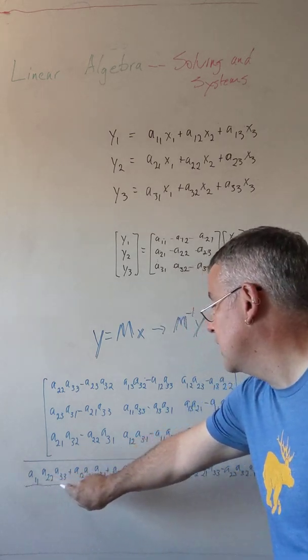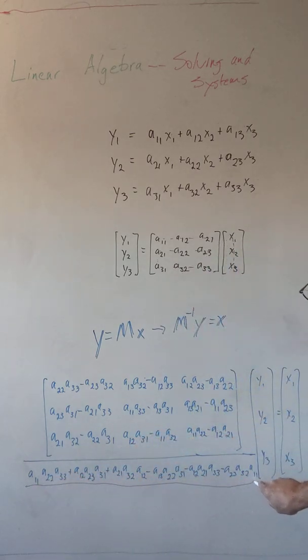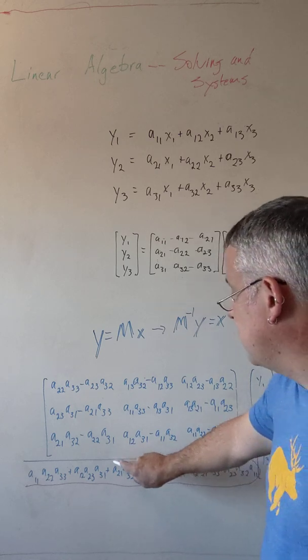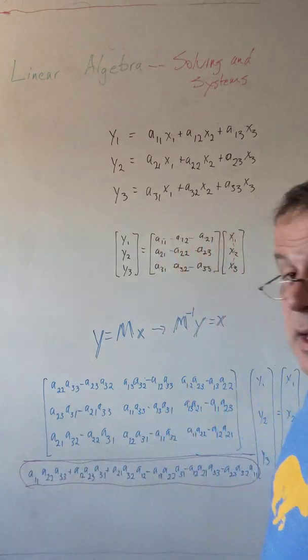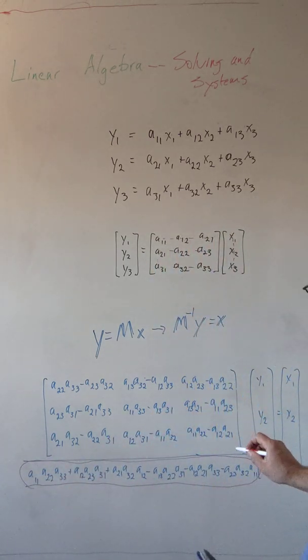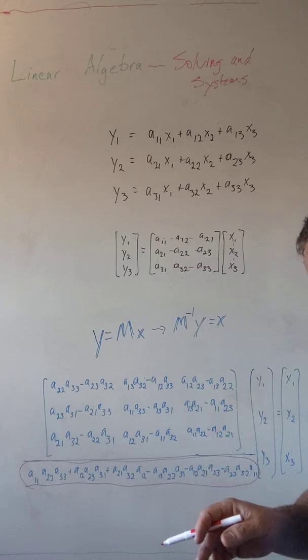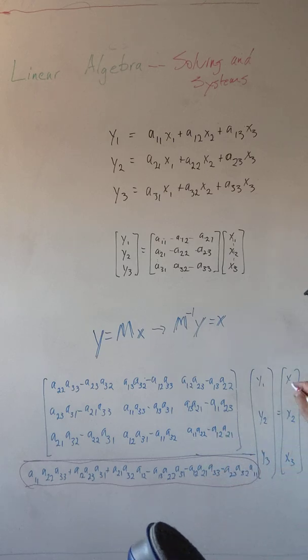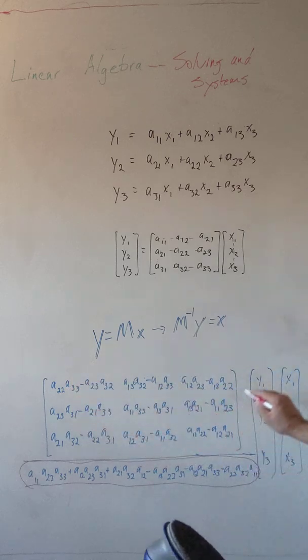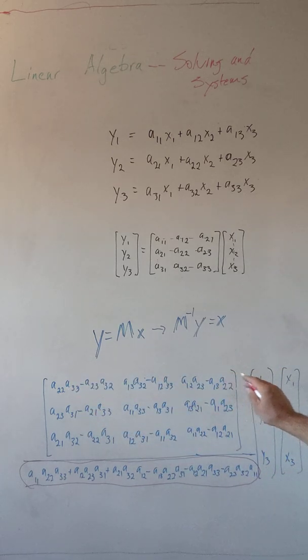This large thing in the denominator is the determinant for a 3 by 3 matrix. And that can't be equal to 0, or again, we have the same problem that we did in the 2 by 2 matrix. And so we multiply this matrix times this column equals the column of x's.